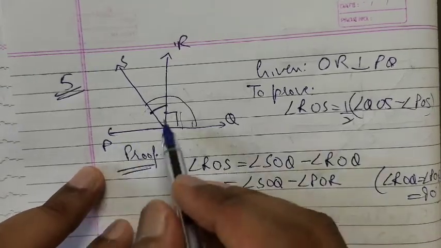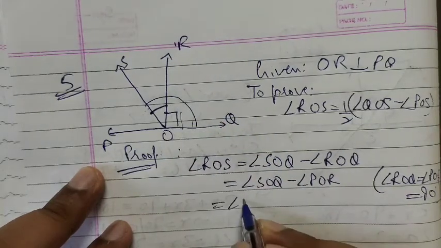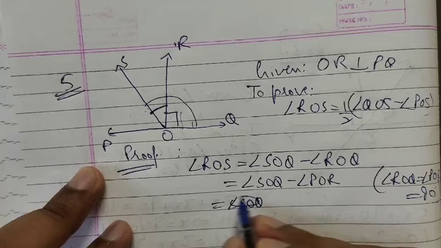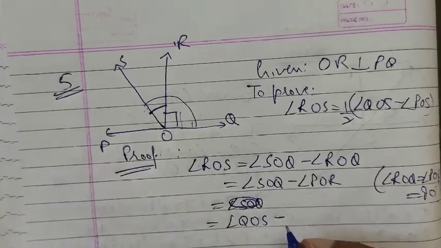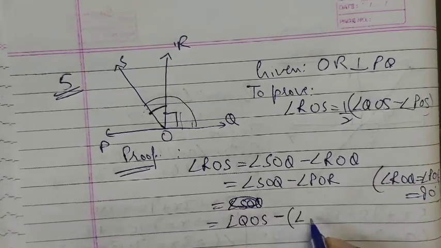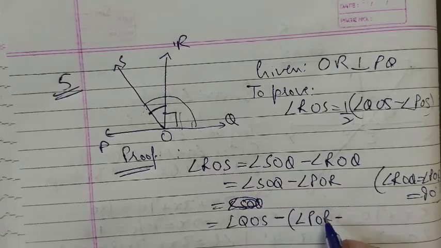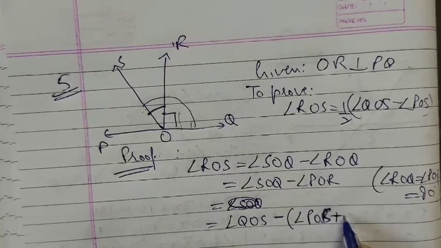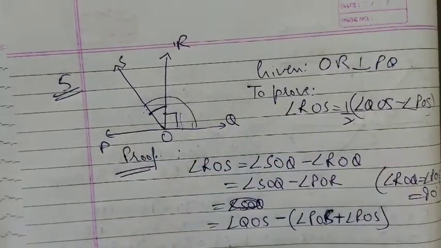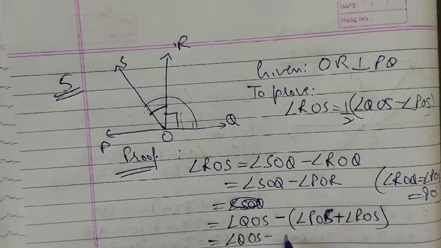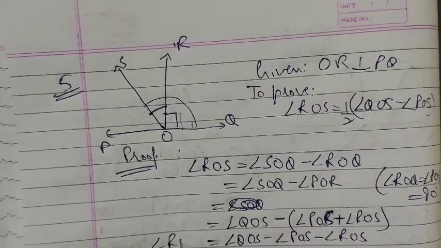So now POR can be written as POS plus SOR, yeah, ROS. So angle SOQ, or we can say angle QOS, is minus angle POR, and POR can be written as POS plus angle ROS, right? So angle QOS minus angle POS minus angle ROS, right, is equal to angle ROS.